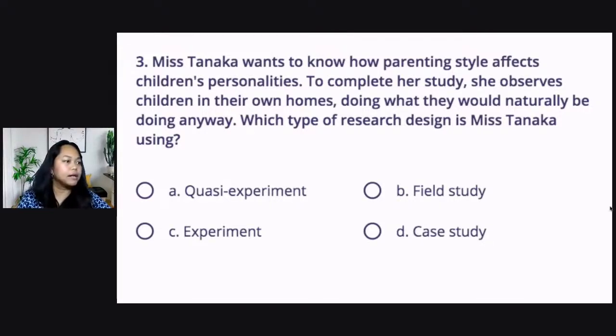Ayun, very clear na yung mga types ng research. Okay, so alam nyo na, naintindihan nyo na yun. All right, what do you think is the correct choice for number 3? You have the hints there. Okay, na-discuss natin kanina, the different types of research.